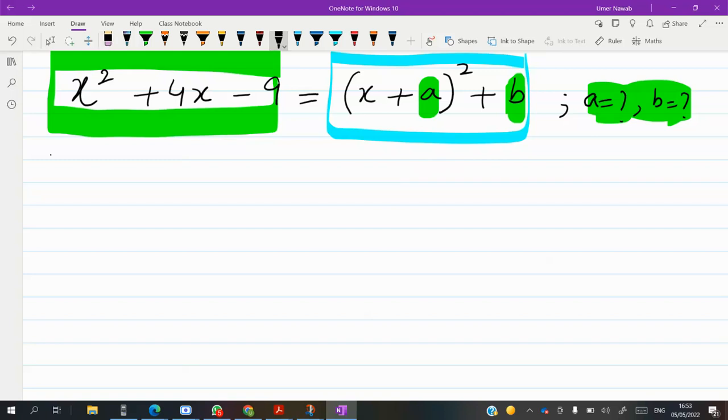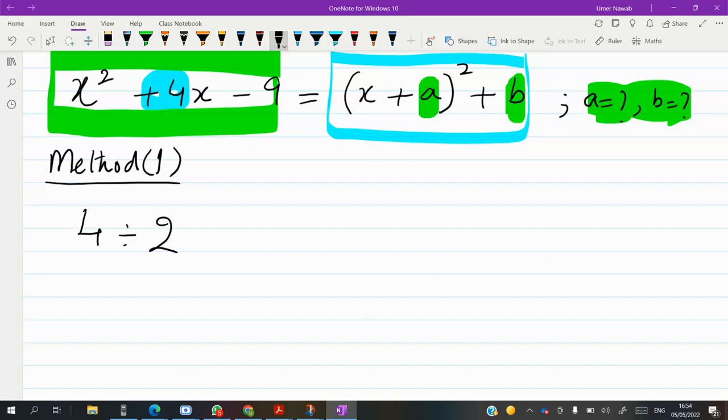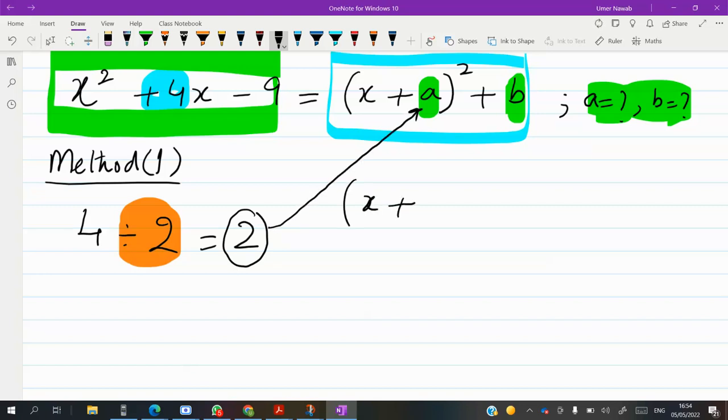Method one, I will discuss first. In method number one, teachers ask the students to look at the coefficient of x in the standard quadratic expression and divide it by 2. So 4 divided by 2 gives you 2. Getting this value 2, this is a. So I got a, which is 2. Clear?